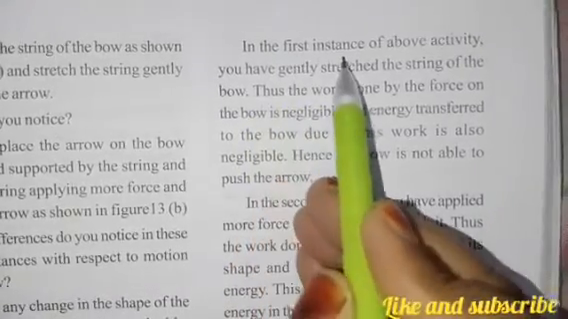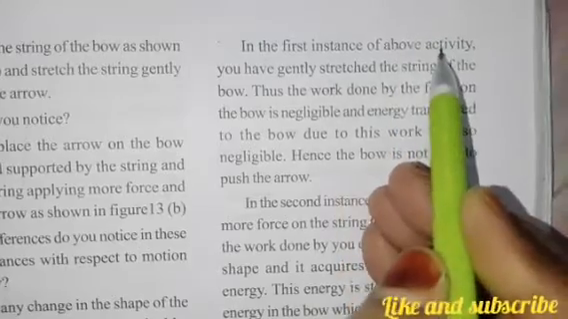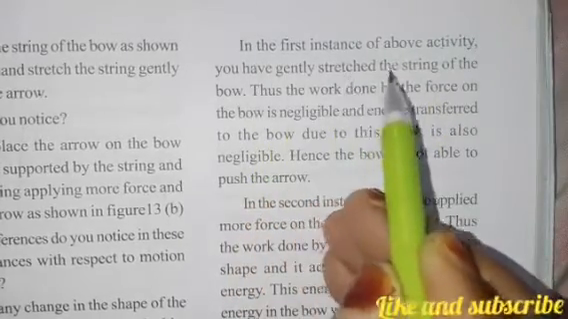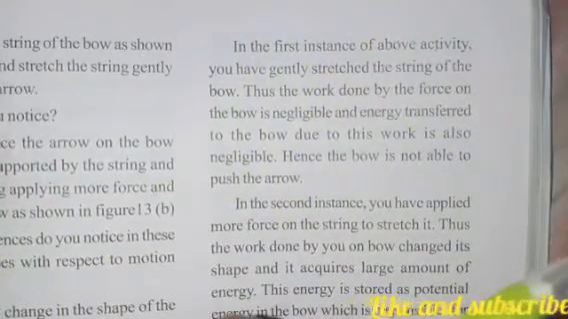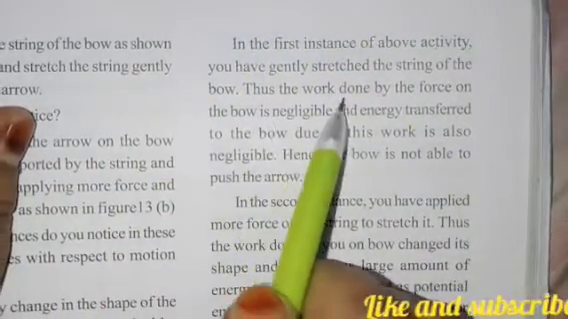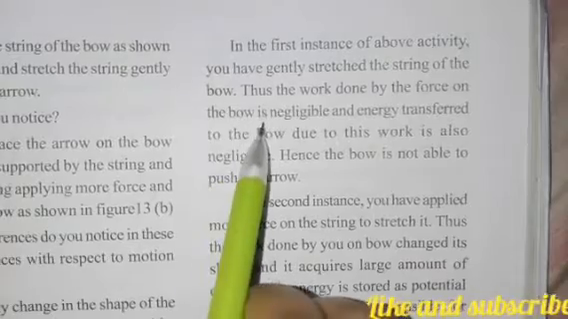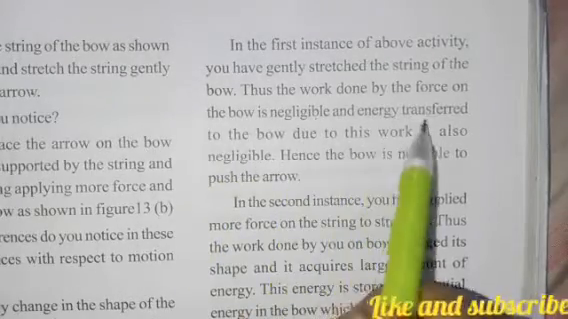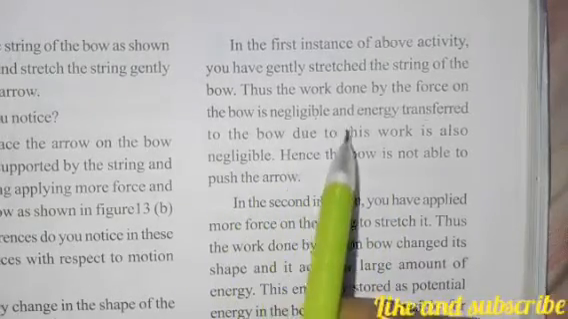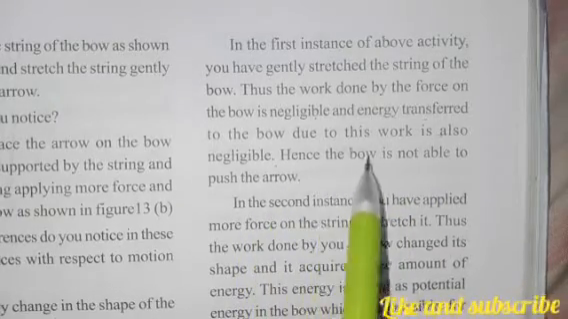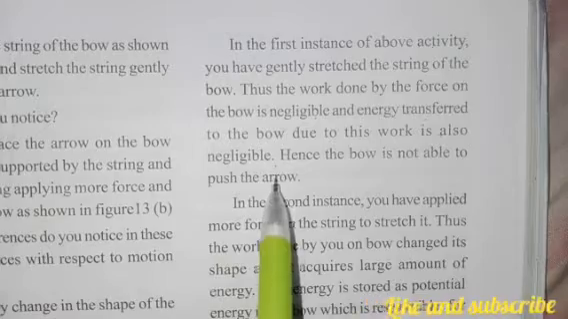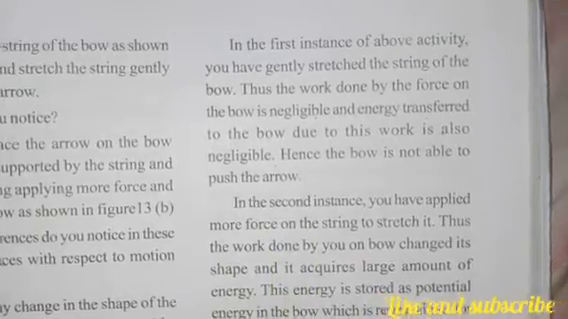In this first instance of the above activity, you have gently stretched the string of the bow. You have simply just stretched the string of the bow. Thus, the work done by the force on the bow is negligible, and the energy transferred to the bow due to this work is also negligible. Hence, the bow is not able to push the arrow, right?